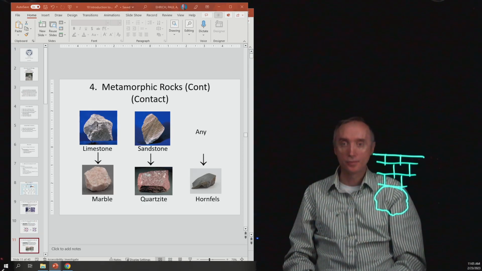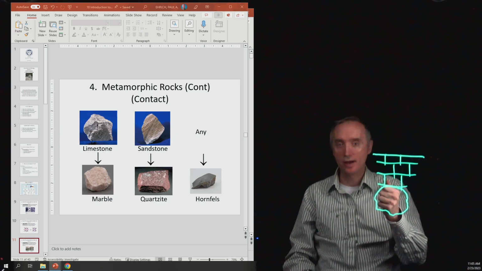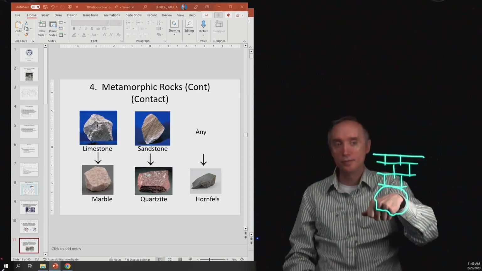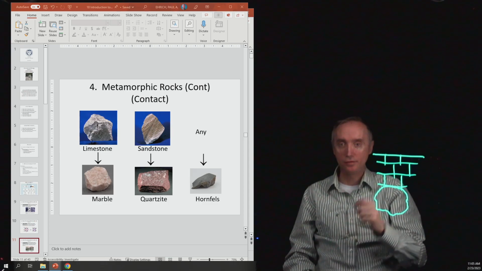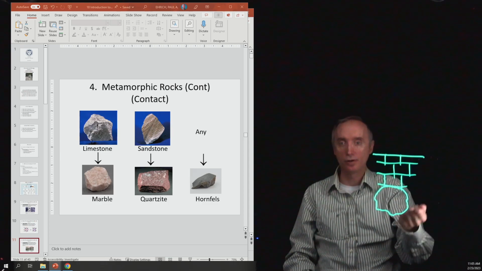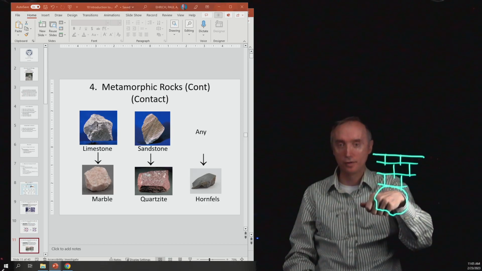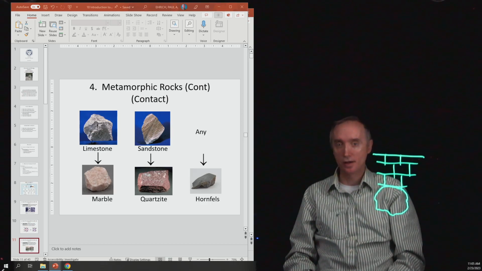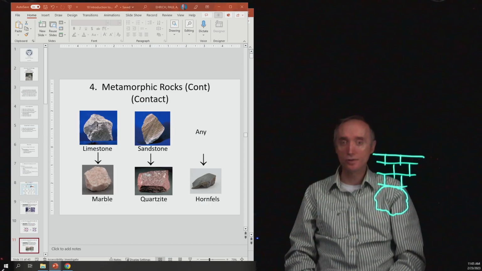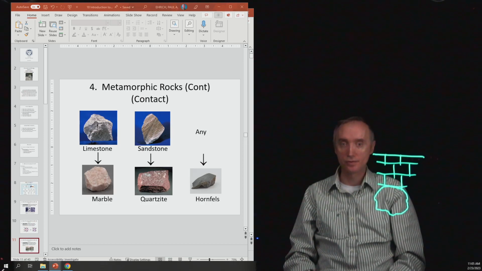then you end up with quartzite. Now the difference between these two is if you take a geological hammer and you hit limestone, you can break it apart, and you can break sandstone apart too. But if you take your geological hammer and you hit marble with it, it's much harder. And the same thing for quartzite. So quartzite is still made of quartz. So we did not change the identity of the minerals.